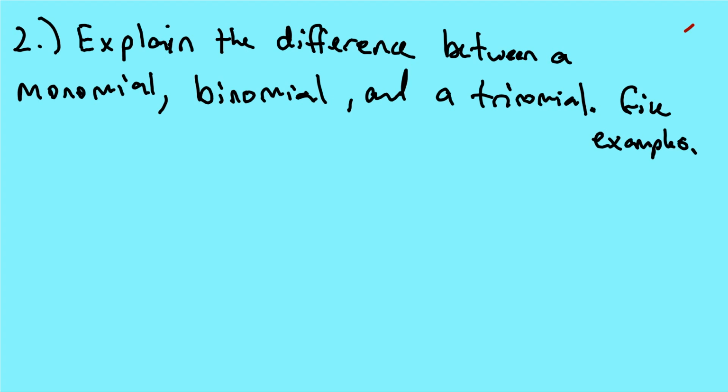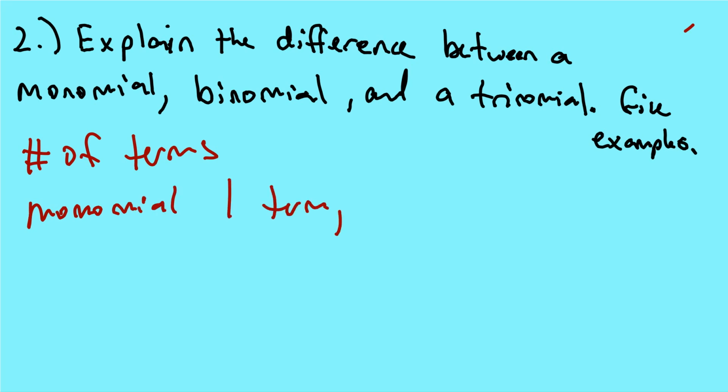Alright, number 2 says, explain the difference between a monomial, binomial, and a trinomial. So the number of terms is the difference. A monomial has one term, like x squared, or 7, or negative 5x.